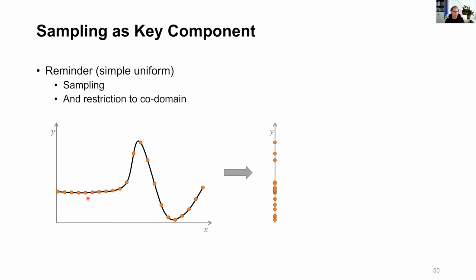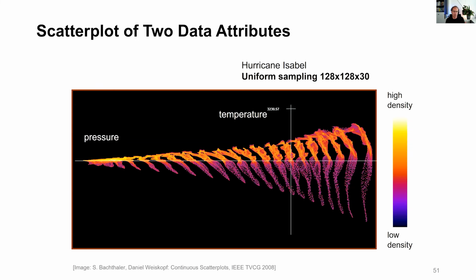For the univariate case, we saw that you see these higher densities here, because a lot of these data points are mapped to the same location. So indirectly, you see a little bit of the features of the function. But of course, this is a trivial, not so interesting case, and it's just meant to be a reminder of how the conceptual process works. So here's a more realistic example. Here we see two data attributes of the Hurricane Isabel dataset: pressure along this direction and temperature along this direction. And what we have here is a typical scatter plot.